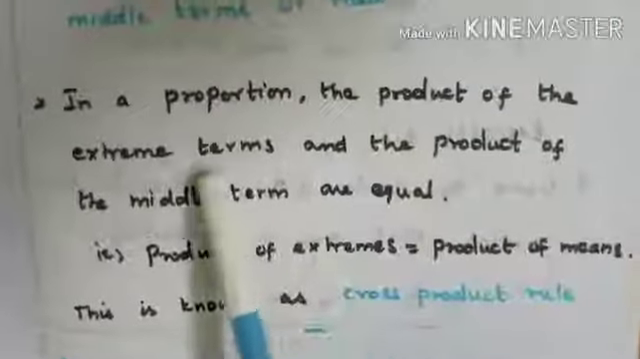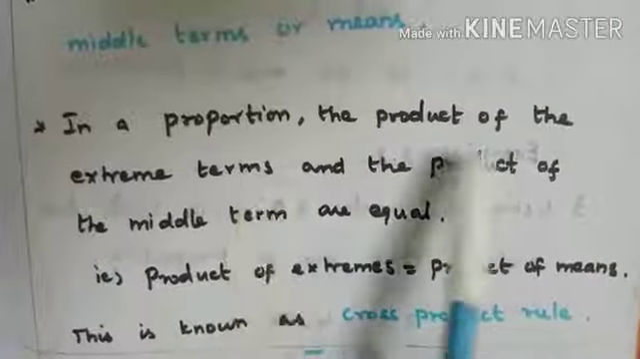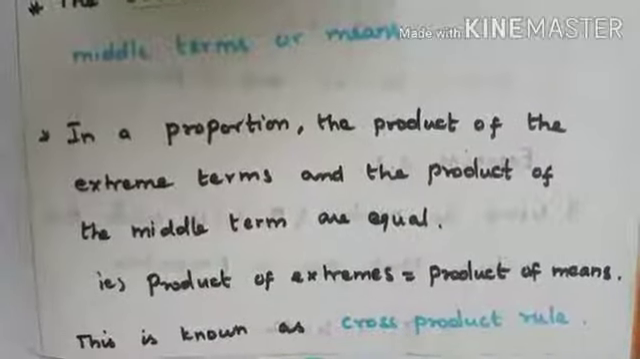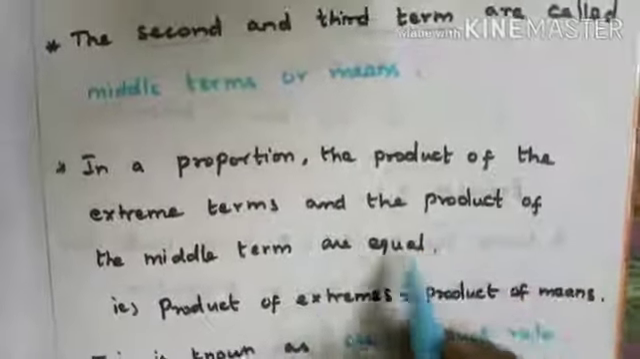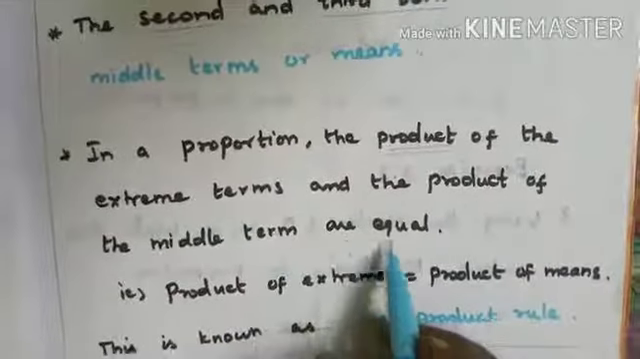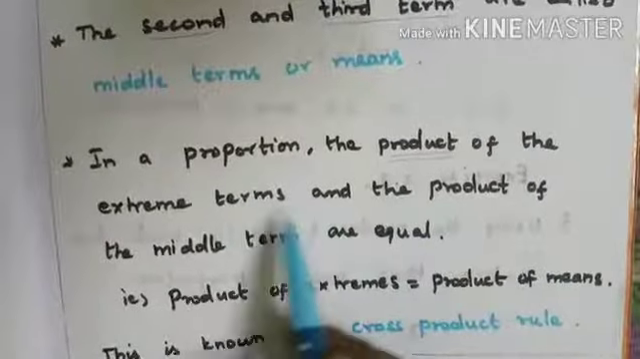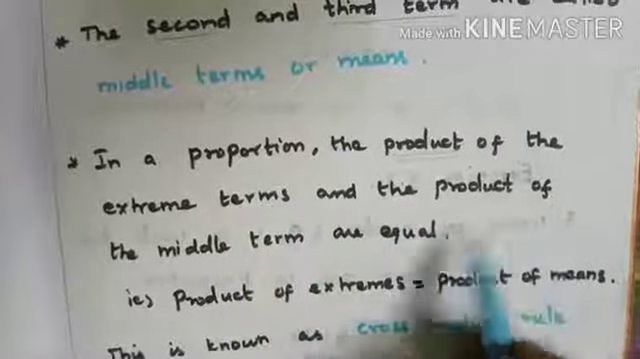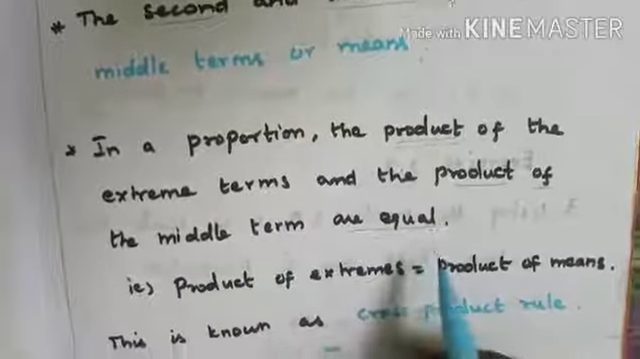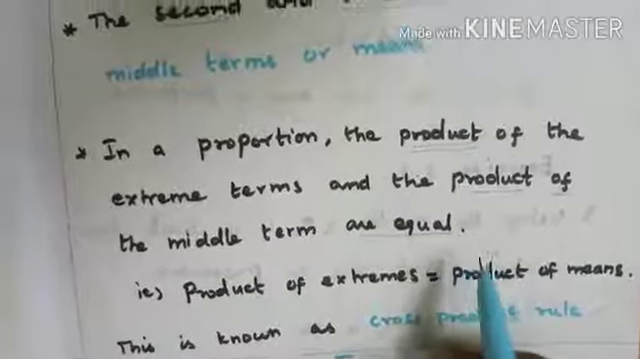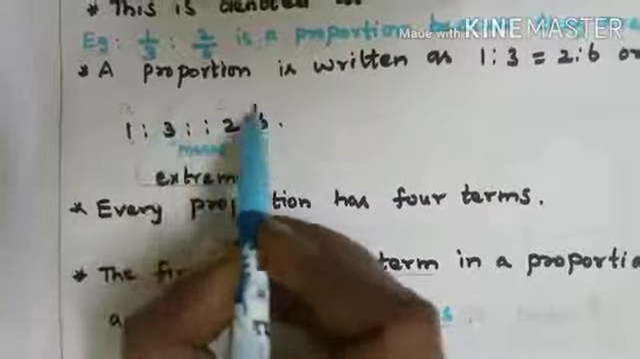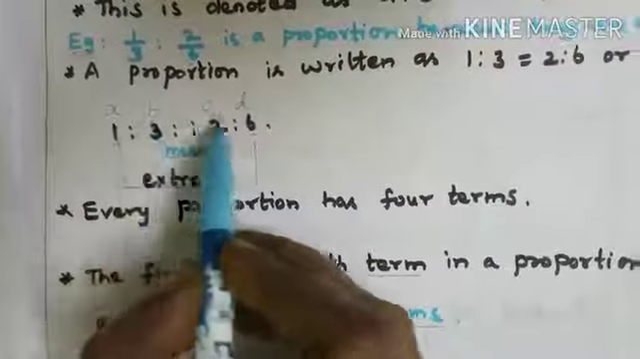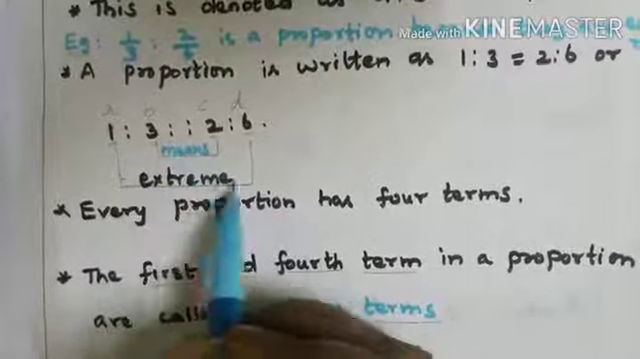Now you see here in the proportion, the product of the extreme terms. Product means what? Multiply. So the product of the extreme terms and the product of the middle terms are equal. Then it will be in proportion. Now you see here, this is A, this is B and this is C and D. A, B, C, D. So here extreme is what?